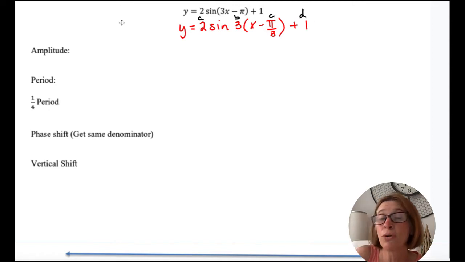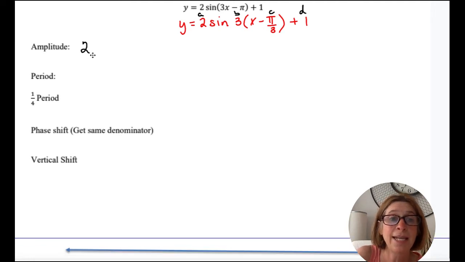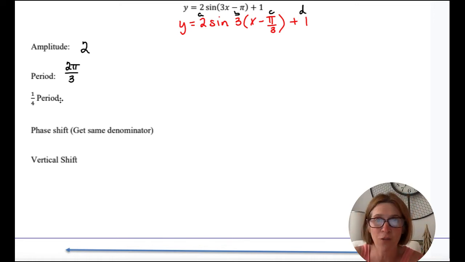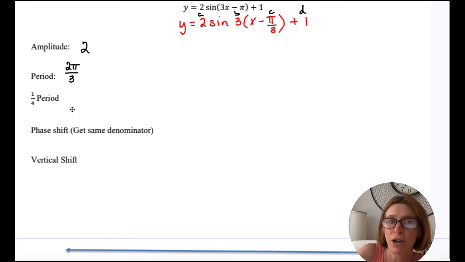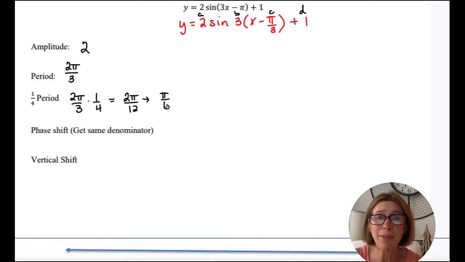I want to go through each step. First, find your amplitude. In this case, my amplitude is 2. Next, my period: 2 pi over 3 is my period. After that, we want to find our quarter period. The quarter period helps us understand clearly where the 4 symmetrical pieces of this graph are going to occur. So we multiply 2 pi over 3 by 1/4, giving us 2 pi over 12, simplifying to pi over 6. That means every pi over 6, I'm going to have a change.